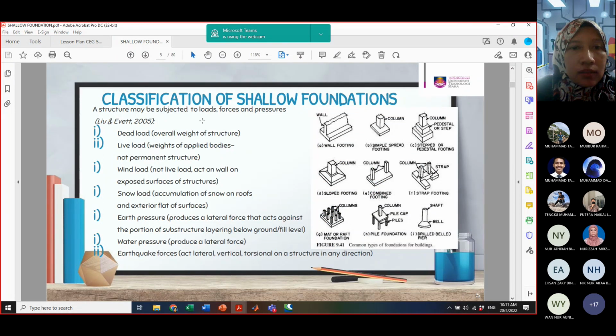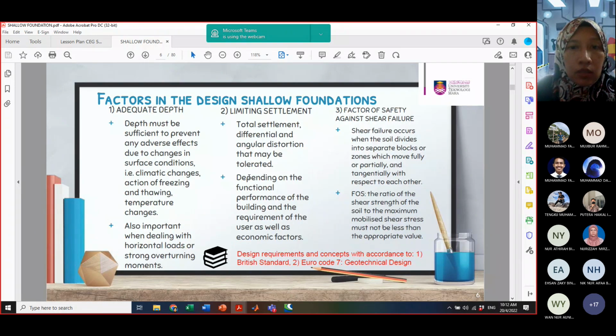A structure may be subjected to loads, forces, and pressure. So when you want to design the suitable footing, you have to check on the factors. For example, the dead load, the live loads, and wind load. Other than that, there is the earth pressure. Do you have an extra loading on top of it? These are the things that you need to look at carefully before you can go to further judgment or decisions.